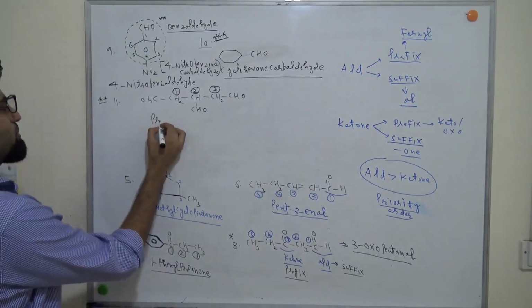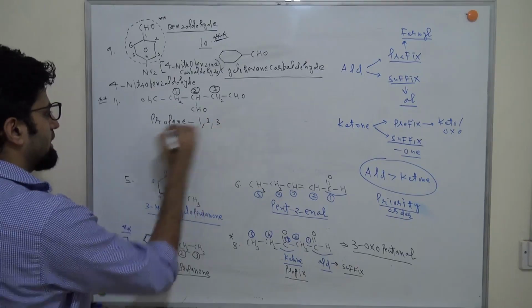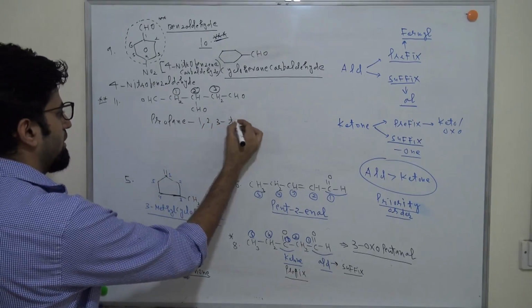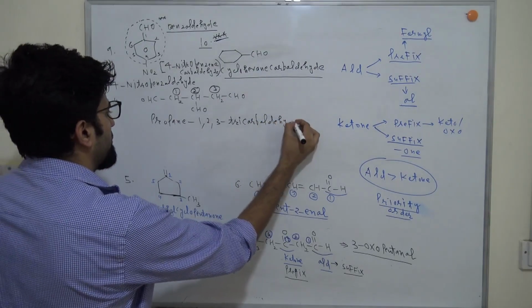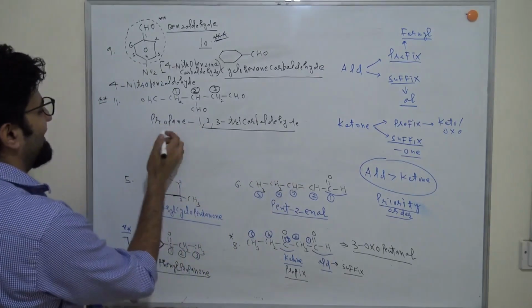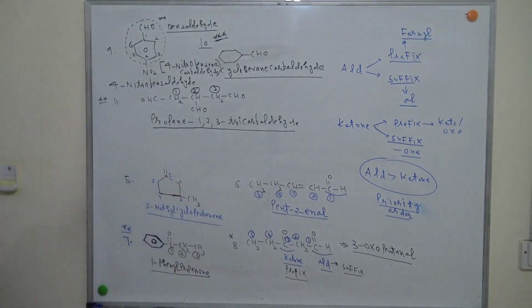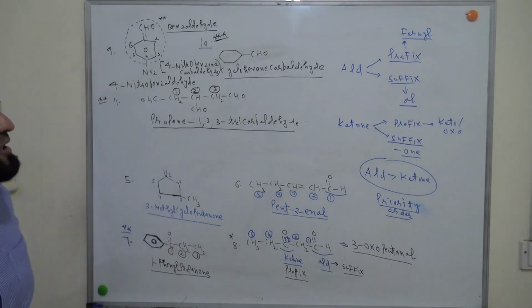So we will use this name, propane 1, 2, 3 tricarbaldehyde. This kind of name we use, propane 1, 2, 3 tricarbaldehyde, to give equal treatment. So these are the IUPAC naming questions that are given in NCERT also.